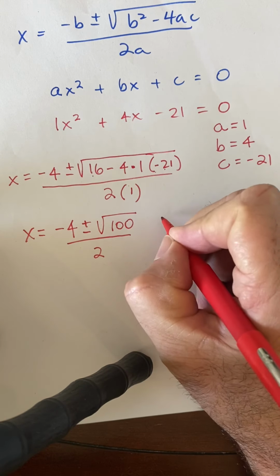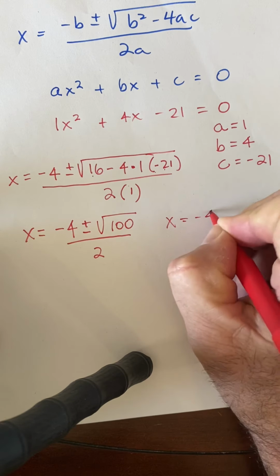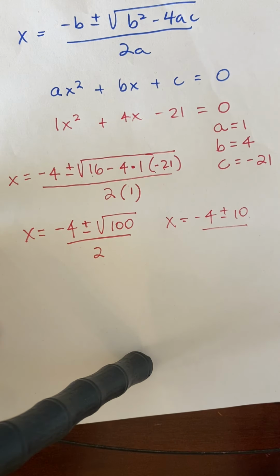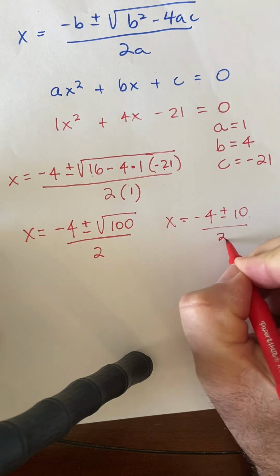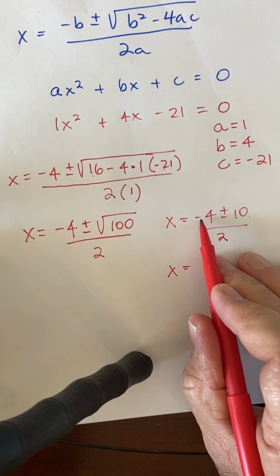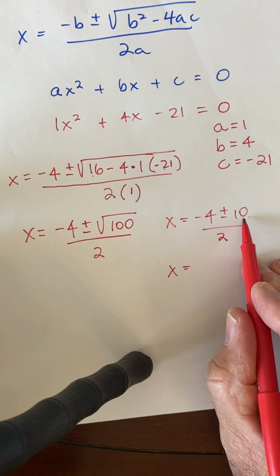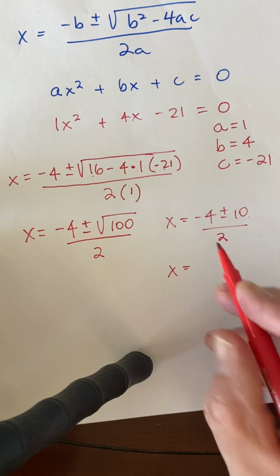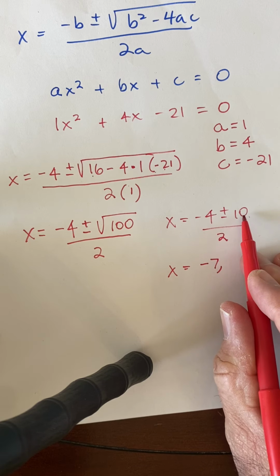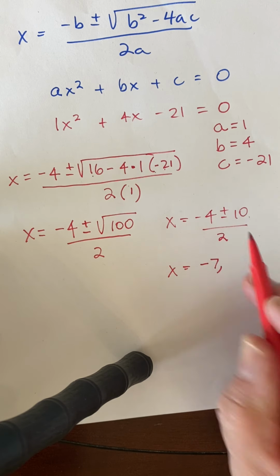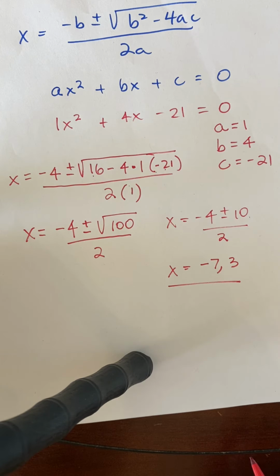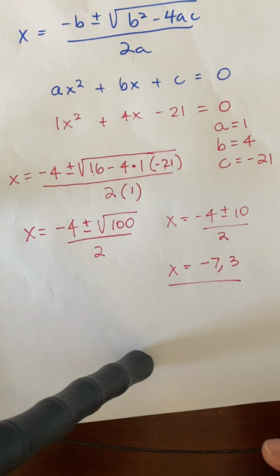So now I know the square root of 100 is 10, because 10 times 10 is 100. So I can simplify further. Negative 4 minus 10 is negative 14. Divided by 2 is negative 7. Negative 4 plus 10 is 6. 6 divided by 2 is 3. So there's your two answers. Not bad. Let me show you another one.